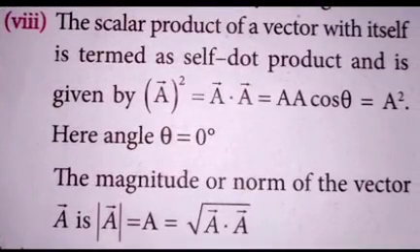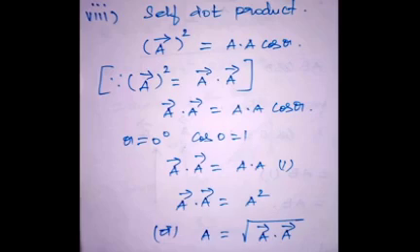Next, property number 8. The scalar product of a vector with itself is termed the self dot product, and it is given by A vector square. So A vector square is considered as A vector dot A vector equal to AA cos theta. Here the angle is 0 degrees, therefore we get A square. Now the square moves to the opposite side, and we get A equal to square root of A vector dot A vector. This is considered the magnitude of the vector.